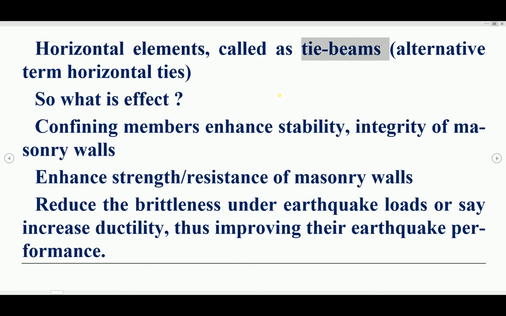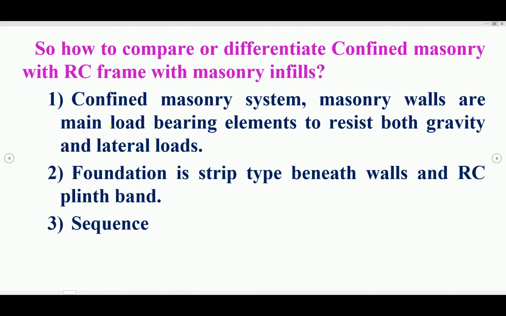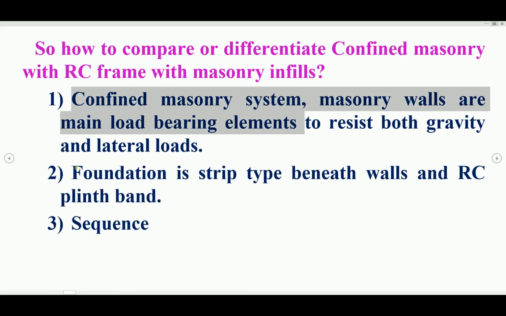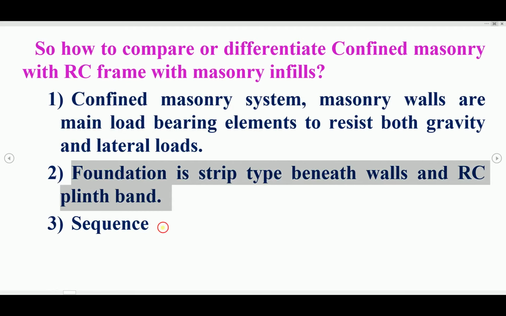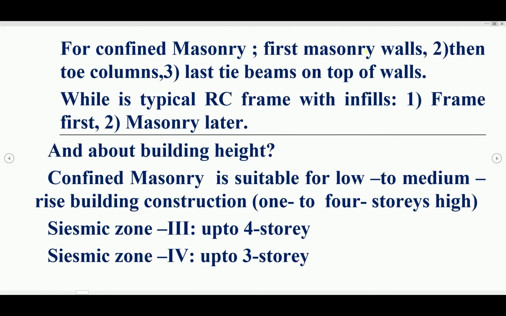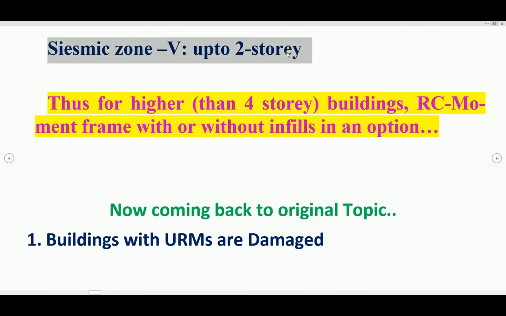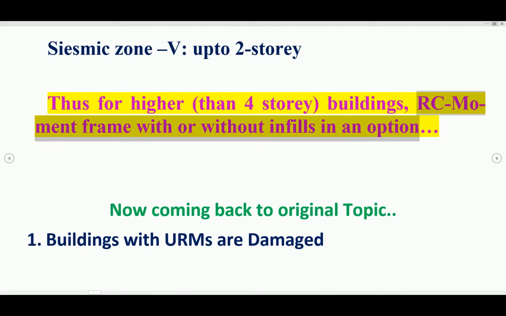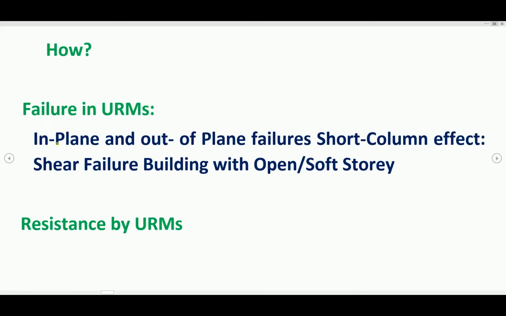So how do we differentiate them on site, because by looking they look the same? Only the method of construction and the sequence is different. In confined masonry, first the masonry walls are created, then tie columns, and lastly the beams. In seismic zone 3 and 4, up to 3 or 4 storied, and in seismic zone 5 only up to 2 storied, confined masonry can be made. But for higher storeys, other types of building structures can be made. That is where unreinforced masonry is constructed for high rise buildings.